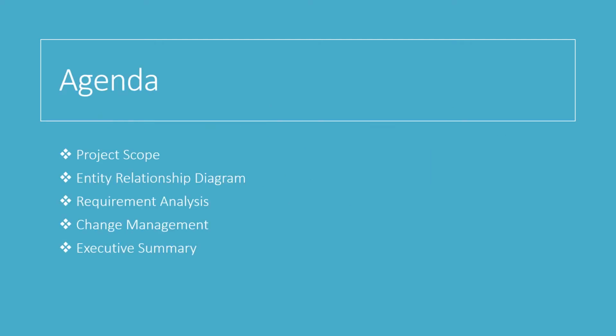In this presentation, we will cover different models that Team 1 has developed in order to analyze the adoption of CAC. These models include the project scope, an entity relationship diagram, the requirement analysis, change management, and an executive summary. Let's first look at the project scope.